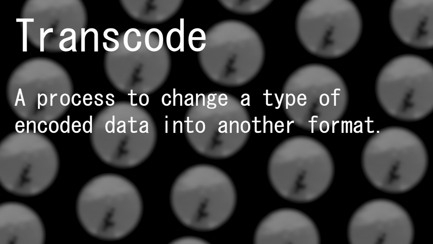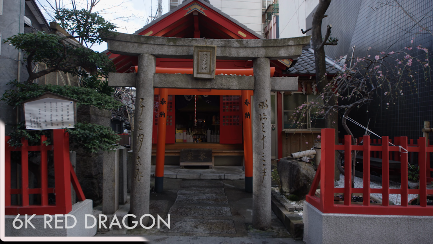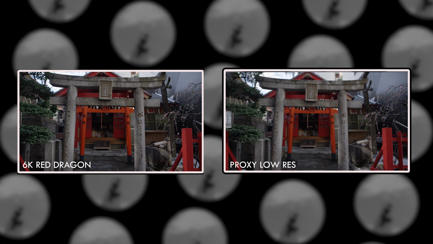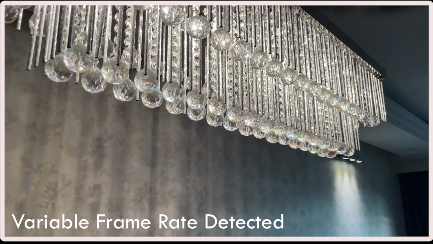Now, don't get me wrong, transcoding is nothing like downres or proxying your footage. Proxying your footage is to take high resolution footage, downgrade it into a low resolution, edit in low resolution, and once you're done, when you want to export, link back the high resolution footage, and then export it out. Now, this is completely different. Transcoding your footage is not down-resing your footage. It's essentially changing your footage from a variable frame rate into a constant frame rate.